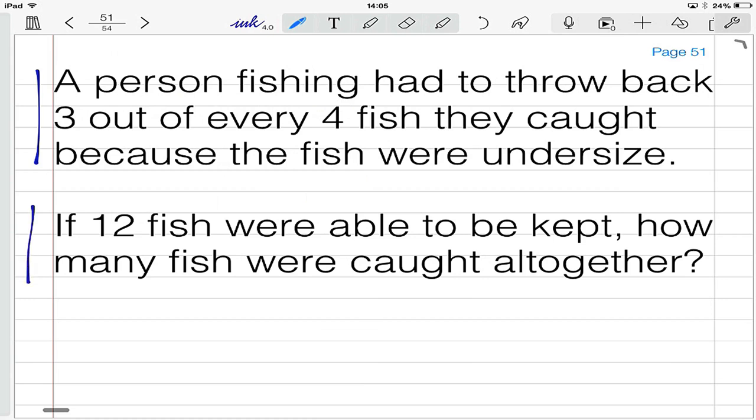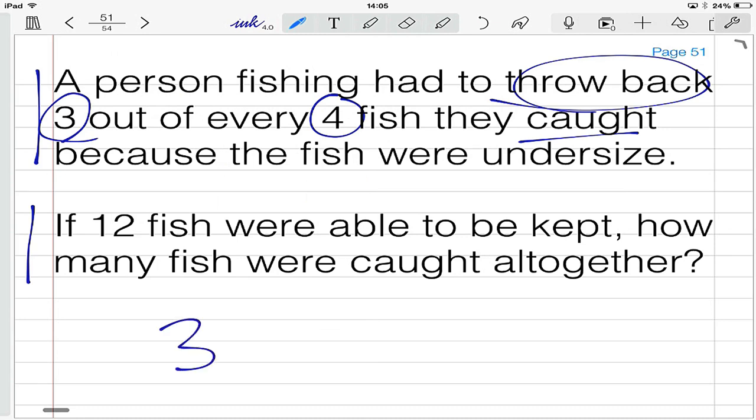All right, now this is a bit tricky. You've got to be careful here. You see the 3 and you see the 4, and you might assume that the ratio needs to be drawn like that. Now we've got to be careful of that. 3 out of every 4 fish that were caught had to be thrown back, as it says here. So 3 out of every 4 have to be thrown back. So in that case, 3, we'll just put TH for throw back, and given there was a total of 4, it means that 1 can be kept.